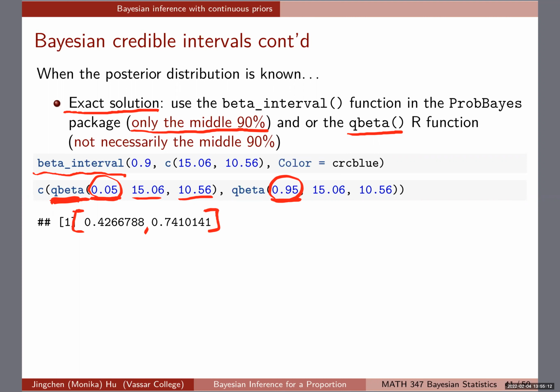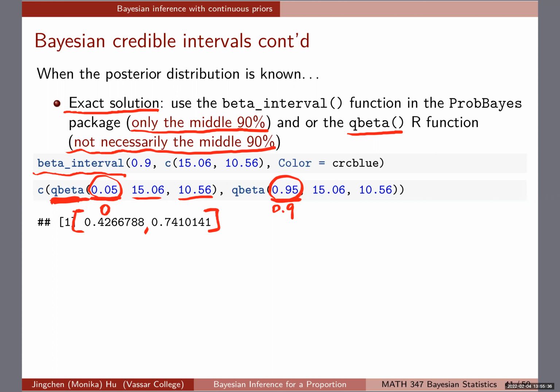And when I say not necessarily 90%, the middle 90% is, well, maybe sometimes you don't want to get exactly the middle 90, but you want to get, I don't know, like the left 90. So in that case, you can set this to be 0 and this to be 0.9. And that will still be an interval covering the 90% posterior probability. It's just not symmetric or anything. So there are different ways you can do it.